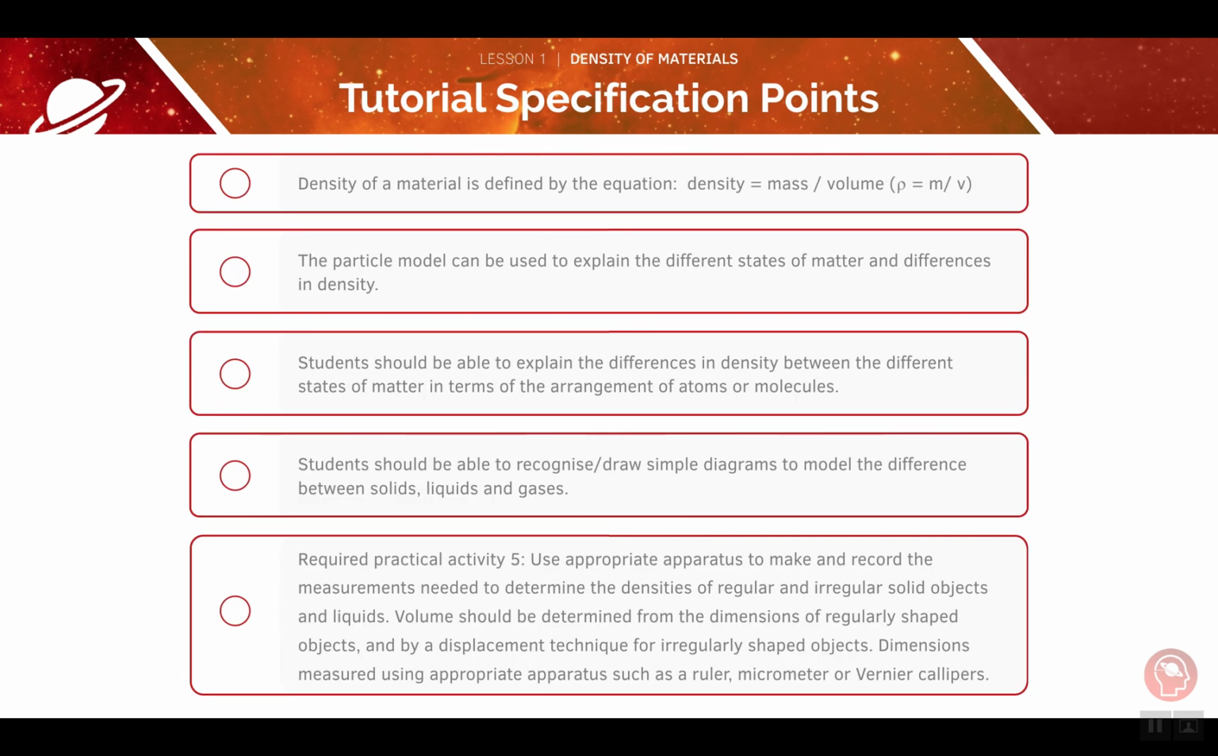Here are the AQA specification points for today's lesson. Feel free to pause the video now and have a quick read through them before we begin. The first specification point will cover the equation for density.